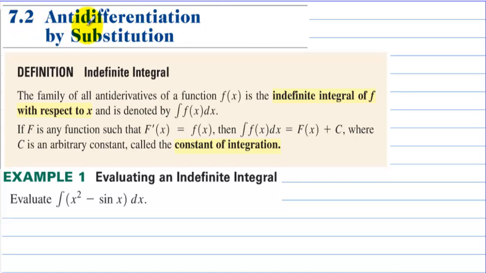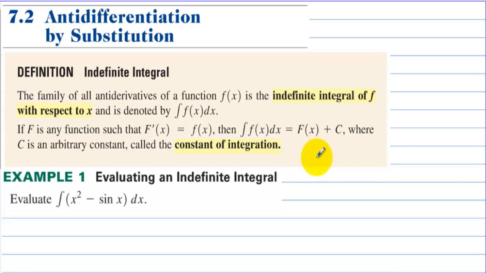7.2 Antidifferentiation by Substitution. Definition: indefinite integral. The family of all antiderivatives of a function f of x is the indefinite integral of f with respect to x and is denoted by the integral of f of x. If f is any function such that the derivative is equal to the function f, then the integral equals F of x plus c, where c is an arbitrary constant called the constant of integration.